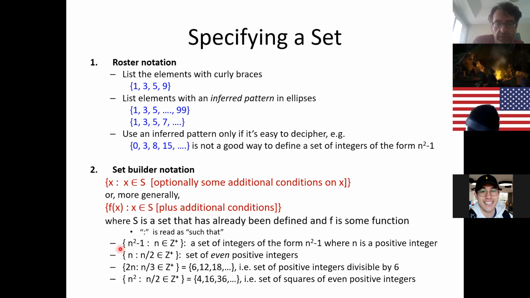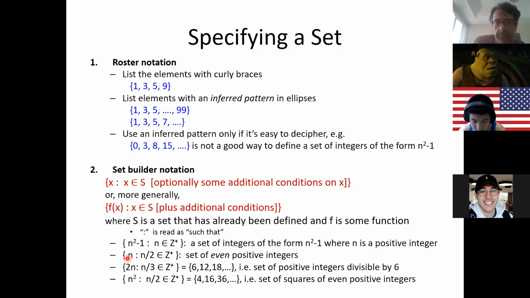So let's give examples. Okay. So here, I define a set of elements of the form n squared minus 1. That's a function whose argument is n. So this is a set of elements n squared minus 1 such that n is a positive integer. So it's this set, except that now it's well defined so that everybody can actually understand what this set is.